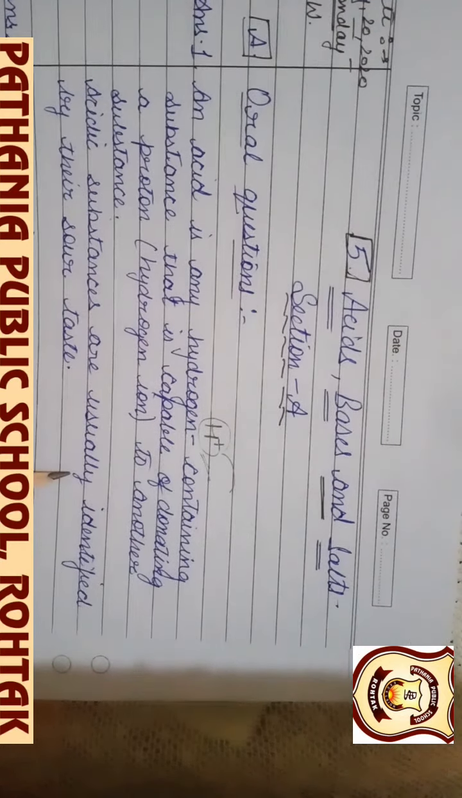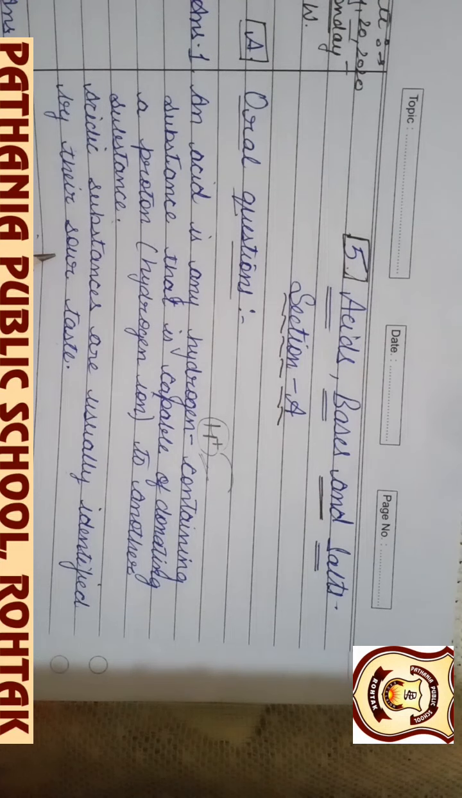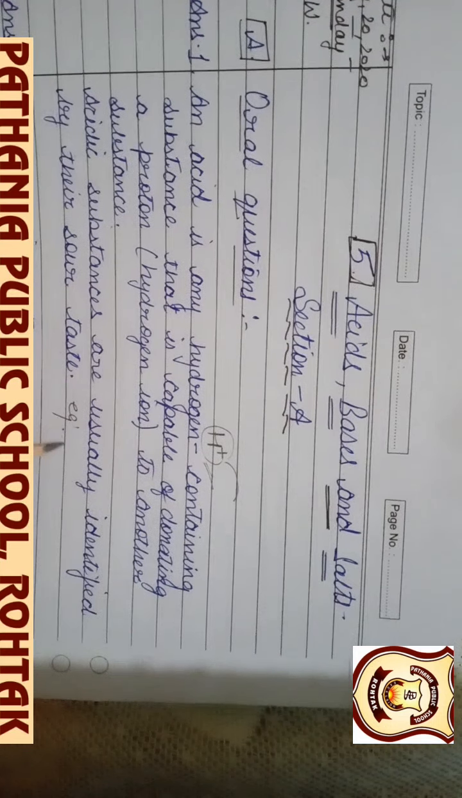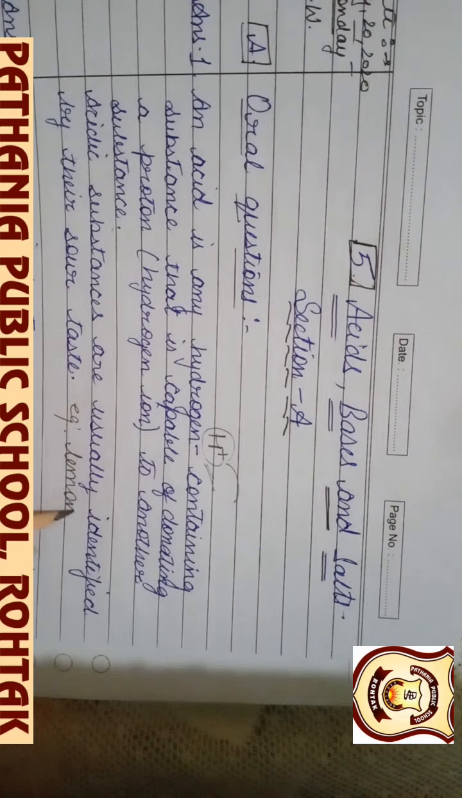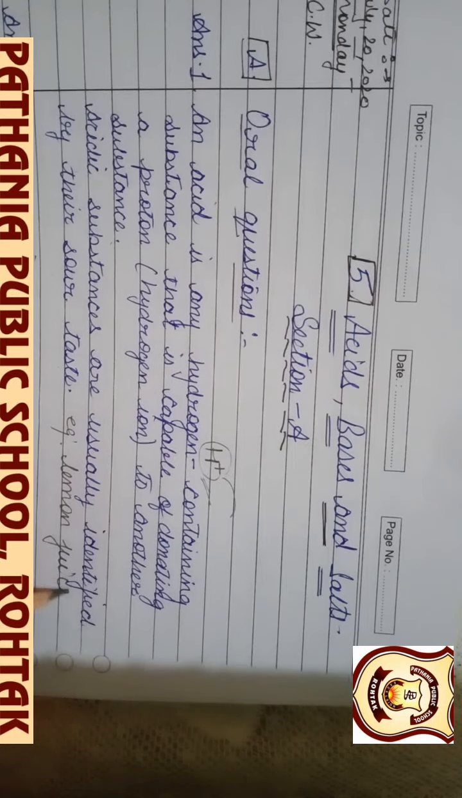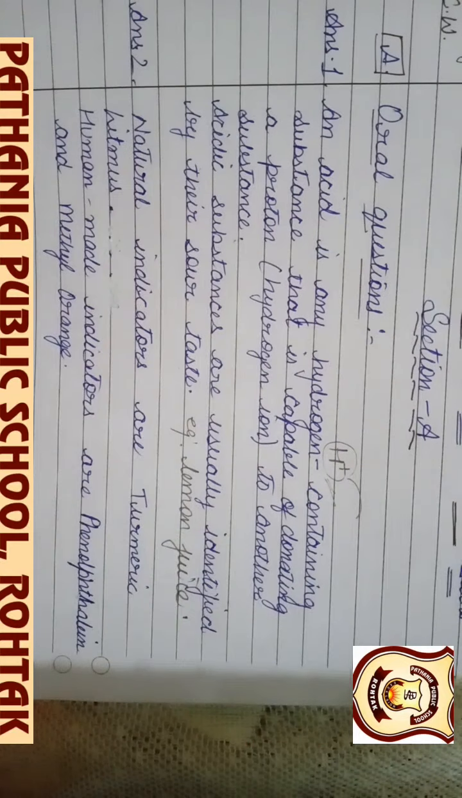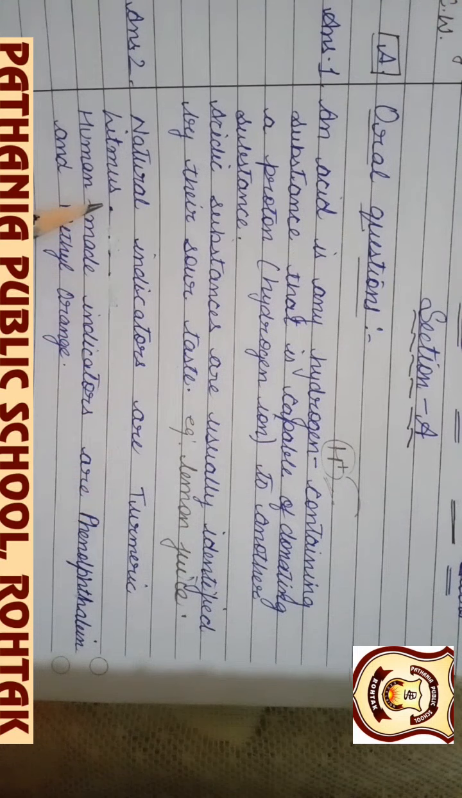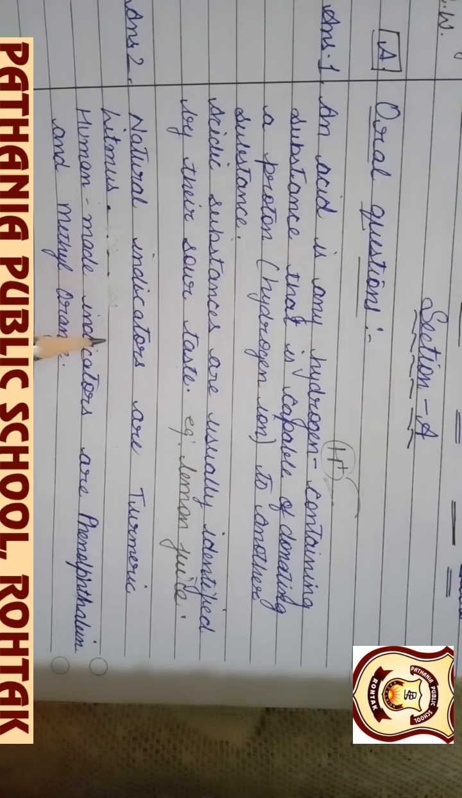Acidic substances are usually sour in taste. We have done many examples. I can say, for example, lemon juice, if it is asked. Natural indicators are turmeric and litmus. We have even done China rose also.